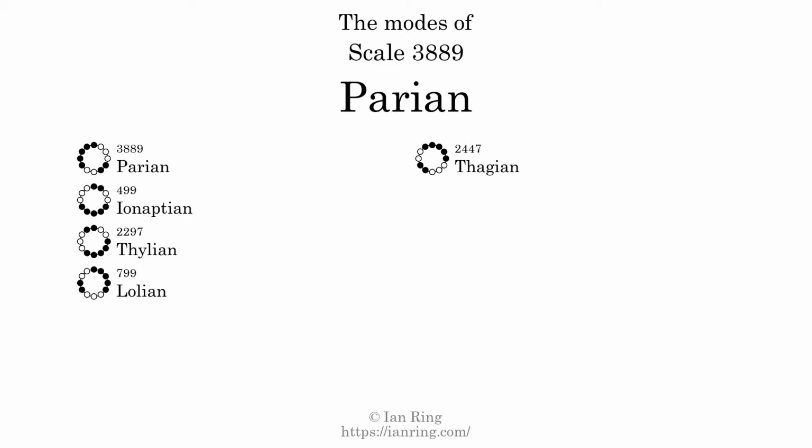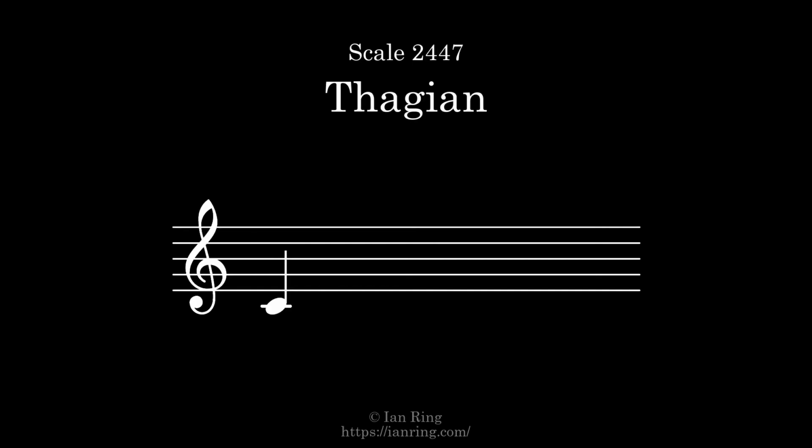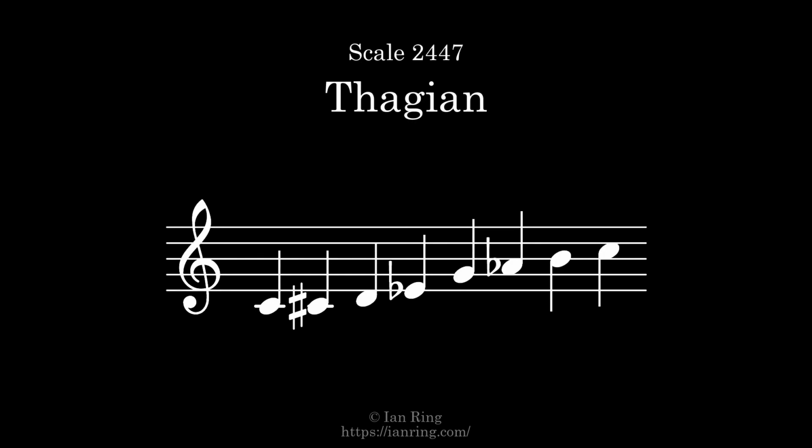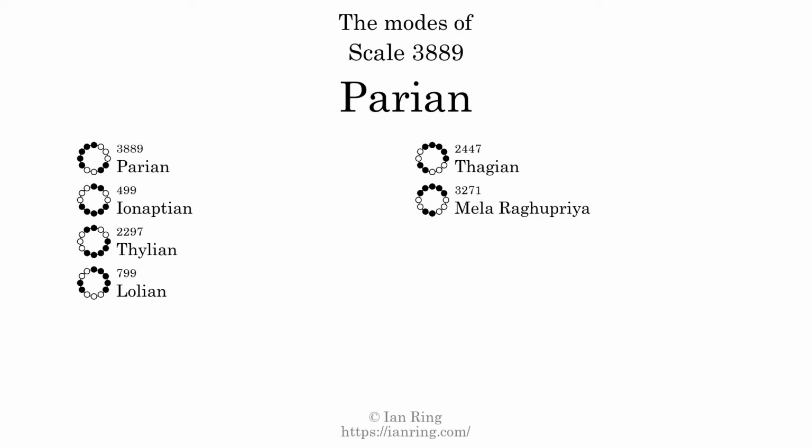The fifth mode is scale 2447. Also known as Thajan. It sounds like this. The sixth mode is scale 3271, also known as Mila Ragapriya. It sounds like this.